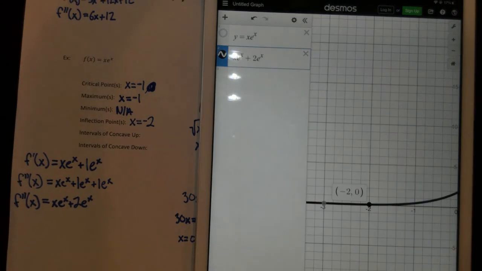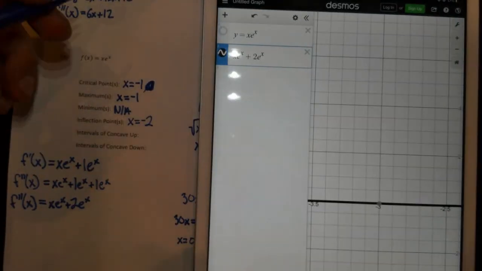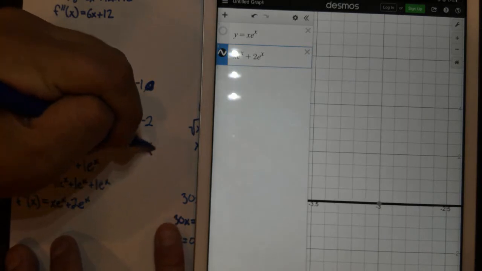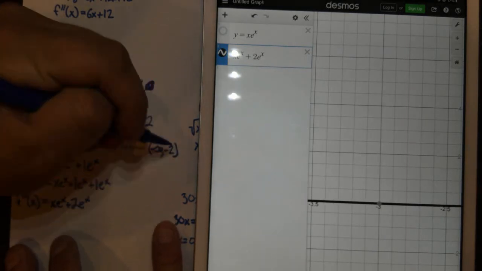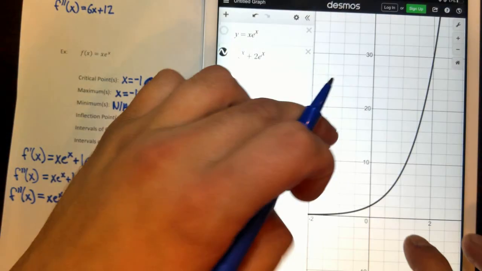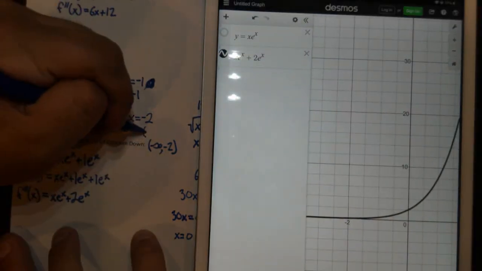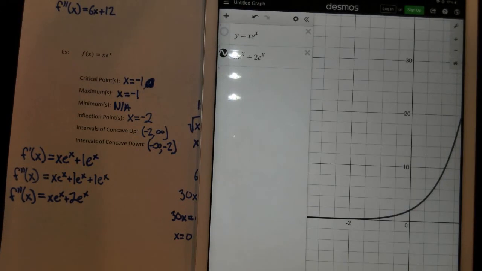And for the intervals of concave up and concave down, to the left of -2, it's negative, yes. So that means it's concave down from -infinity to -2. And then for the rest of it, it's concave up. So that's from -2 to infinity. And there we have it.